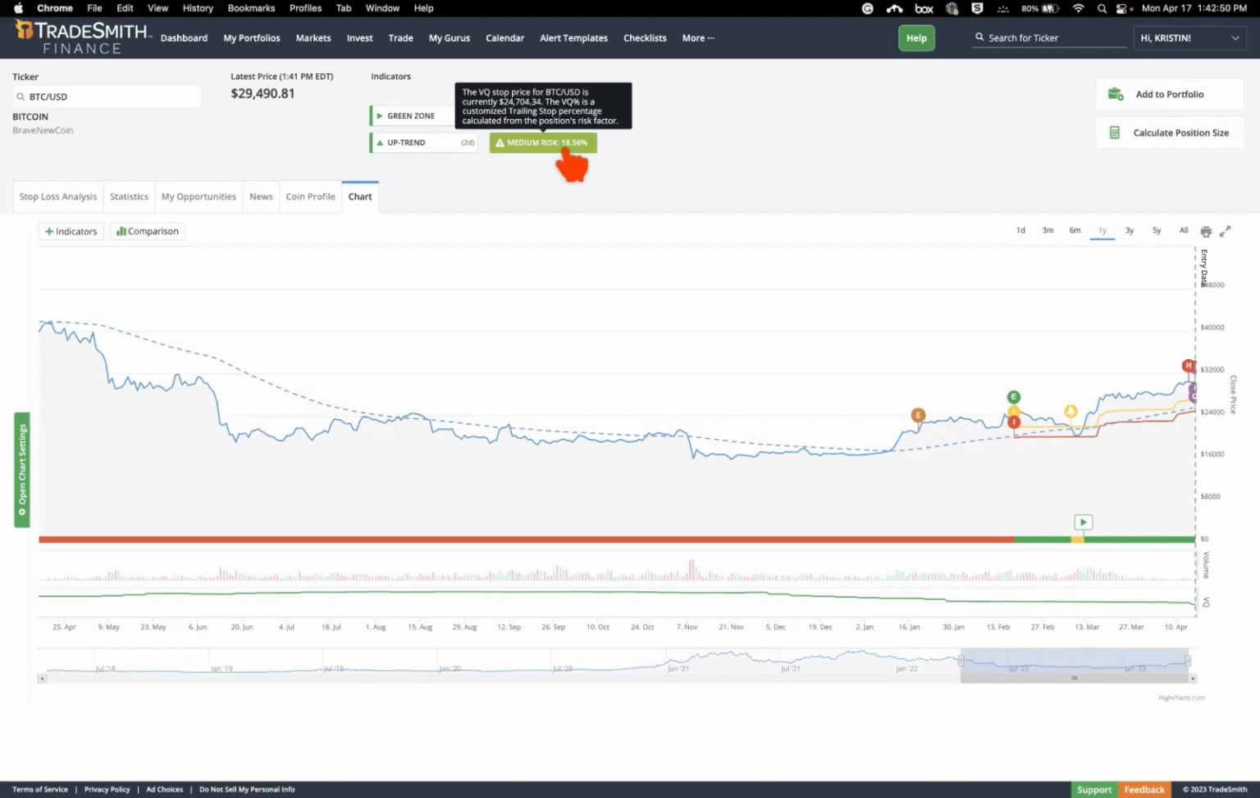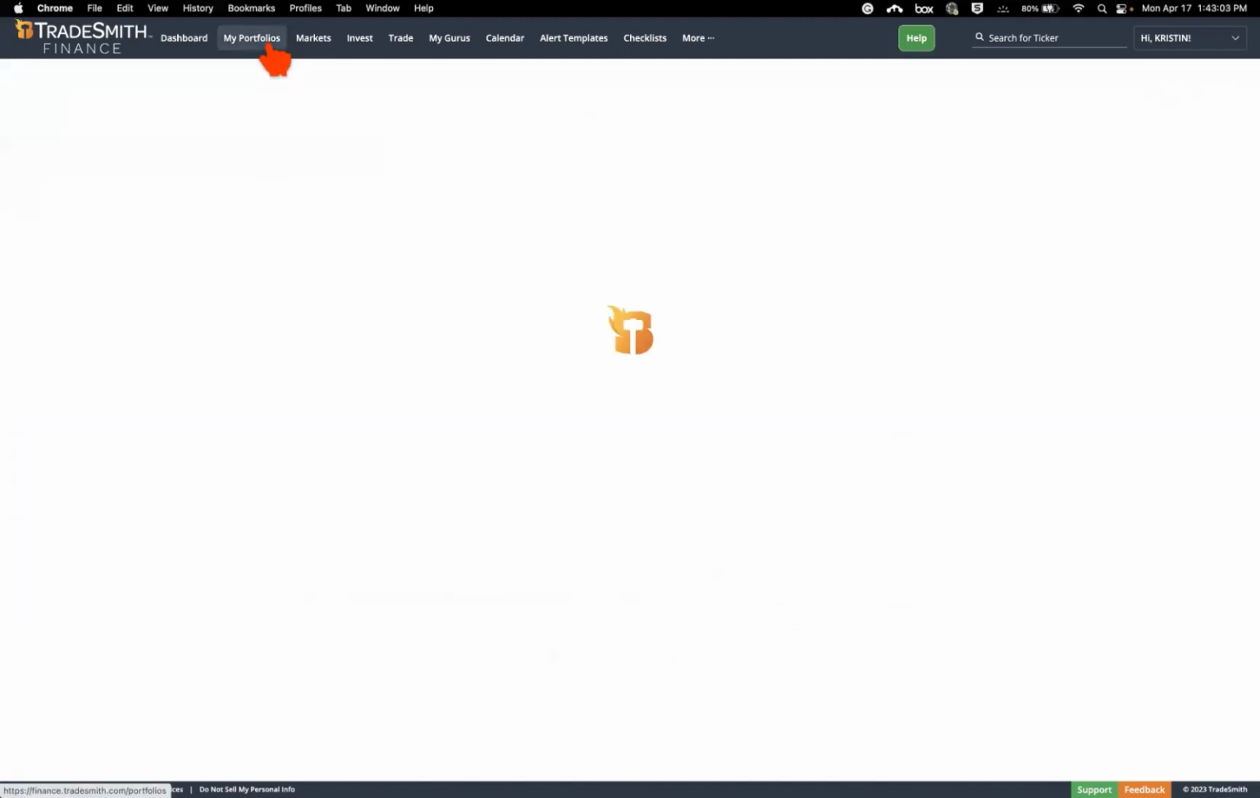A lot of the cryptos are going to have percentages in the 90s, so sky high risky crypto. But then you'll find Bitcoin is considered medium risk. So again, we only need 17 days for that. All right, let me go back to my portfolio.